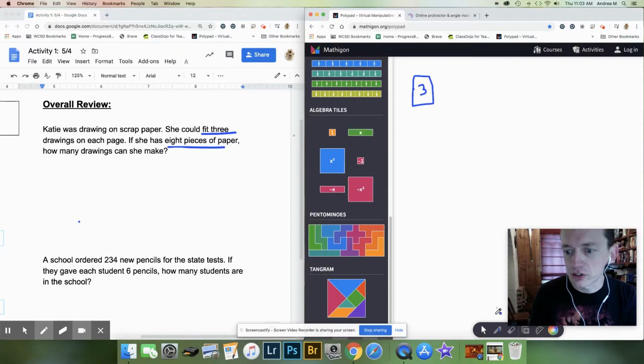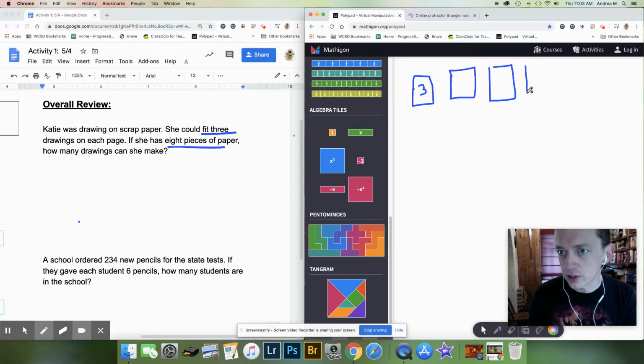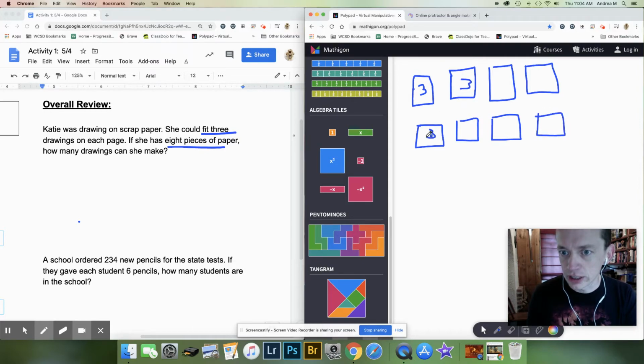All right, so for some of you, you may see this as multiplication, but if you need to draw it out, if you're a visual person, use that strategy. That's a good strategy there. So she has 8 sheets of paper. And then going back to what it said, she has 3 drawings on each. Okay. Very different strategies to go for this.